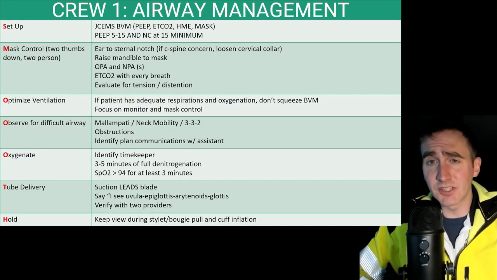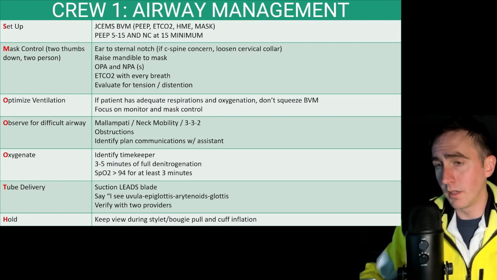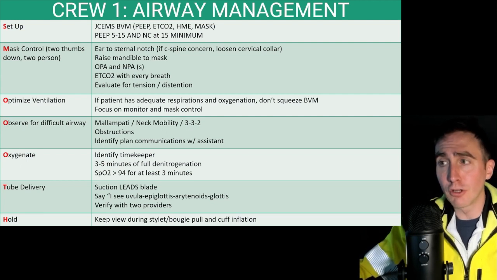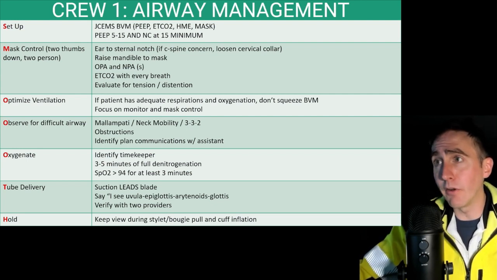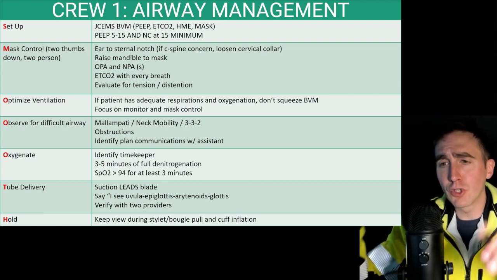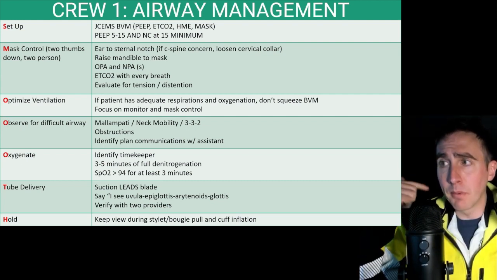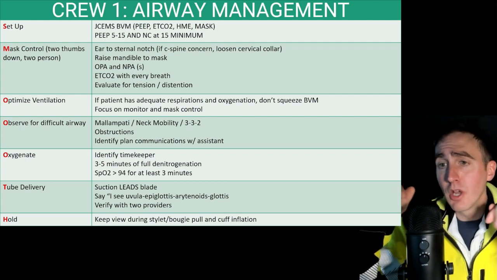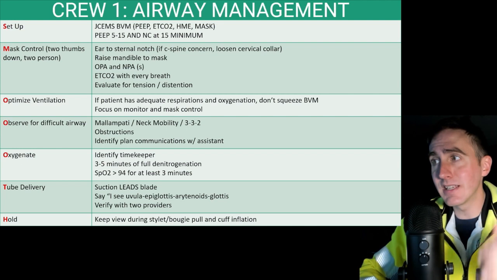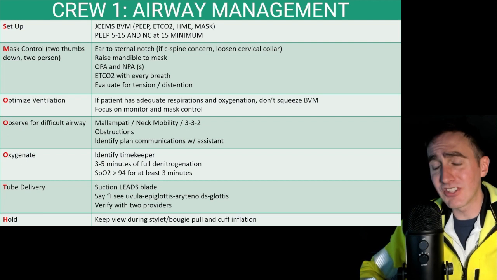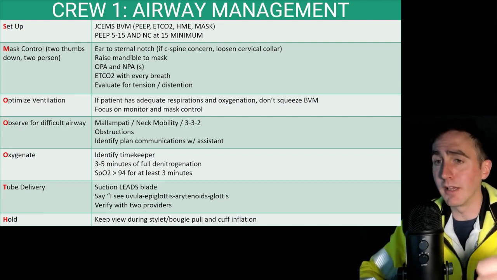Now, this is the checklist for crew 1. And we've talked about this already, but there's an acronym. Learn this acronym. Pause the video now and go over it. The setup. We know the setup. The mask control. 2 thumbs down. Hand pulling the mandible into the mask. Positioning that patient ear to sternal notch. Making sure there's end-tidal with every single breath. They're evaluating for a tension pneumothorax. They're seeing if the patient is difficult to BVM ventilate. They're evaluating for gastric distension.